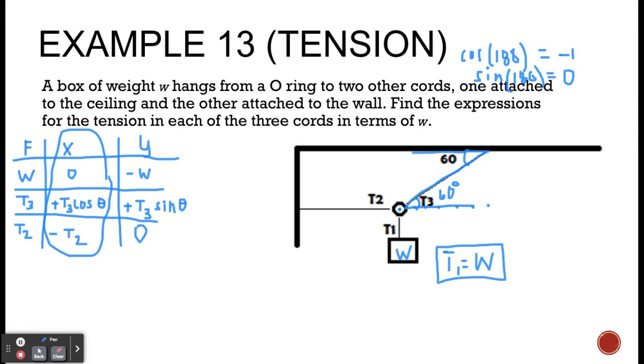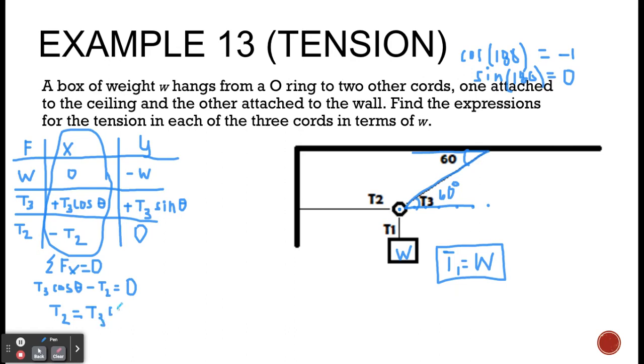a little bit more complicated, but not too bad, we're going to have to sum the forces in the x and the y direction. Because this object is in equilibrium, meaning all the forces are balanced, it's not moving anywhere, the sum of the forces are equal to 0. So we're going to have T3 cosine theta minus T2 all equal to 0. So when we solve for T2, we get an expression that's not in terms of W. But that's okay, we can come back to it.